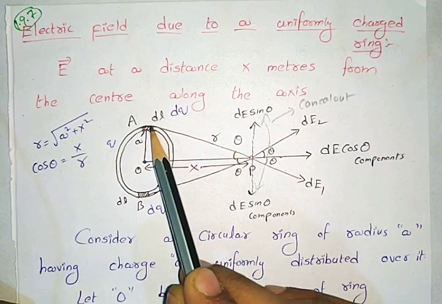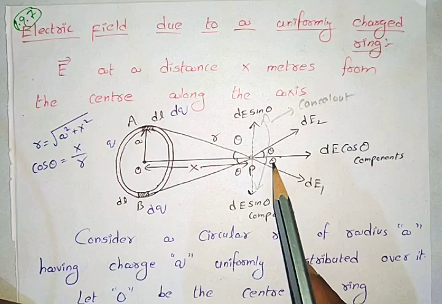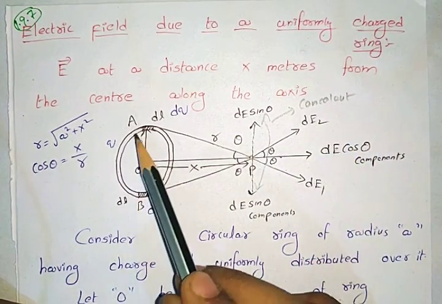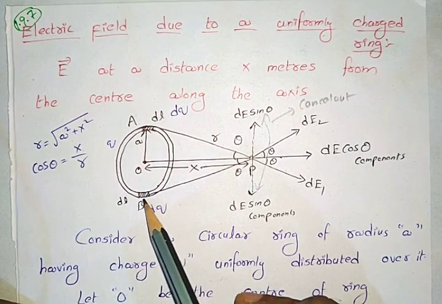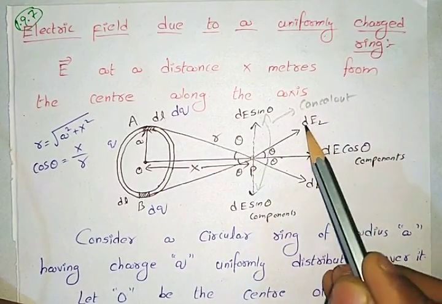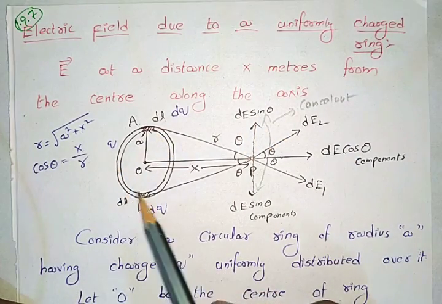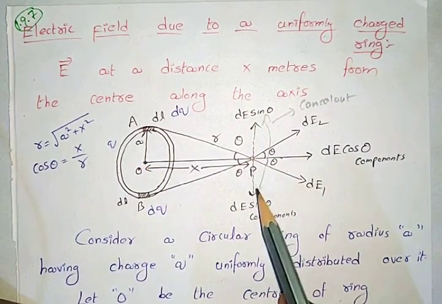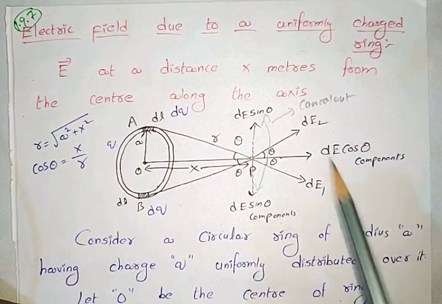Due to dl there is an electrical field intensity dE, this is theta and this will also be theta. Its x axis component will be dE cos theta. Similarly, if you consider one more element dl at point B, its electrical field intensity will be dE2, and again it will have dE cos theta and dE sin theta. If you consider elements all over this ring, by symmetry all the dE sin theta components will get cancelled out and the only leftover parts will be the dE cos theta components.